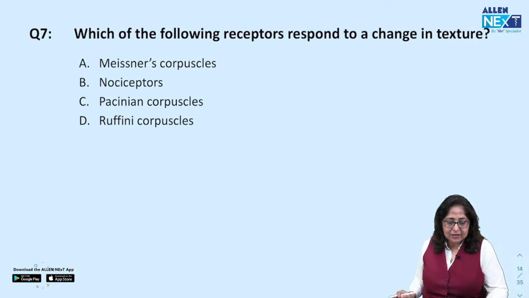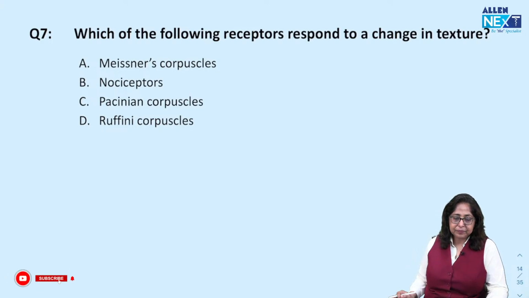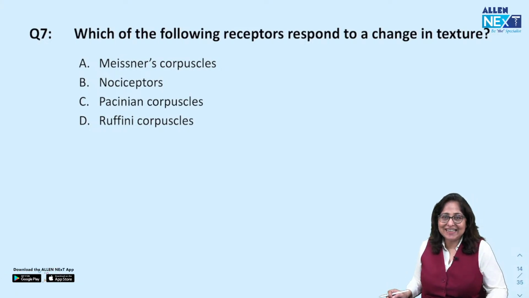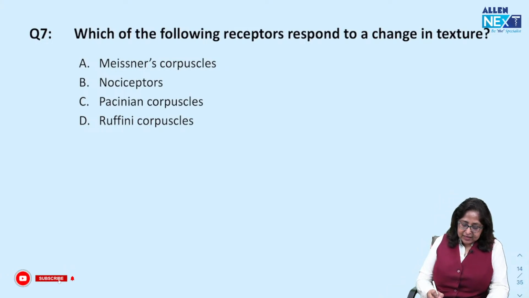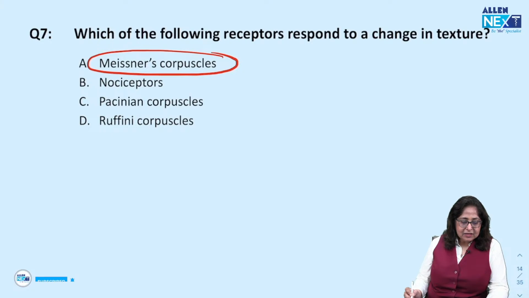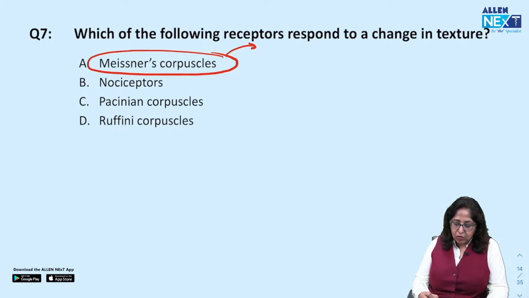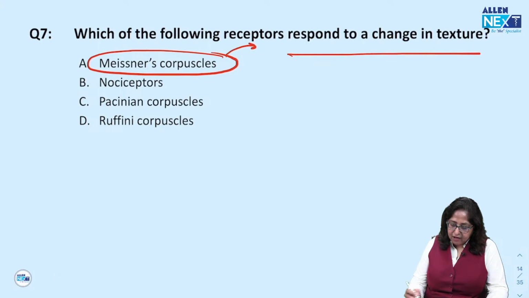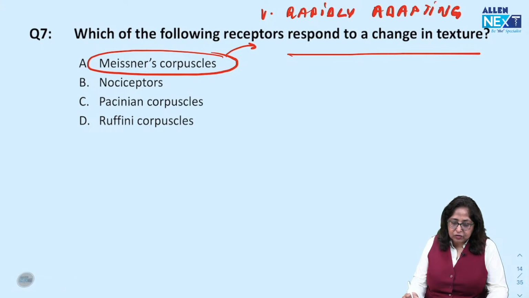Which of the following receptors respond to a change in texture? Now, here this is Meissner's corpuscles. A little more detail about the Meissner's corpuscles. These are very rapidly adapting receptors, right? They are very rapidly adapting touch receptors.